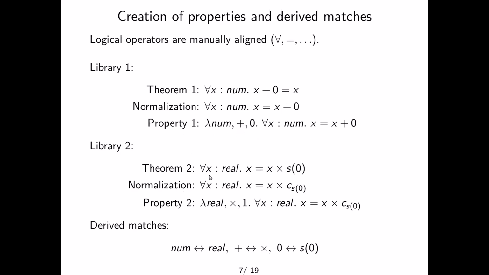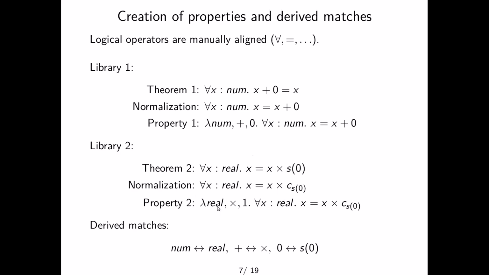You can do the same with another theorem. Here we start with the theorem x equals x times 1, and 1 is written as s of 0. But here's a very nice thing you can do: replace this s of 0 by a single constant. We just name it c and index it by s of 0. And you also do the normalization with multiplication and equality. And you get this final theorem.